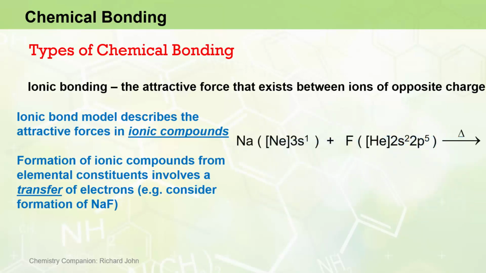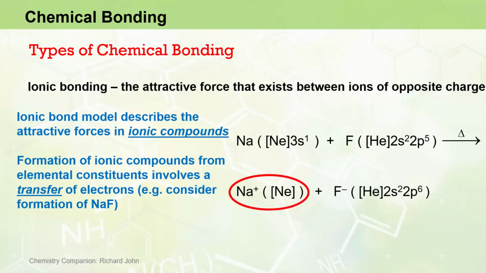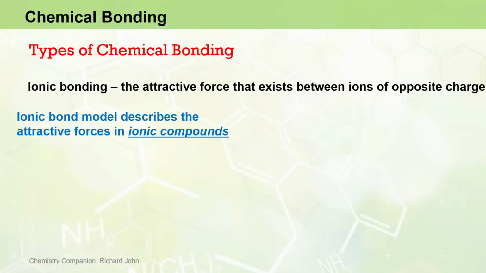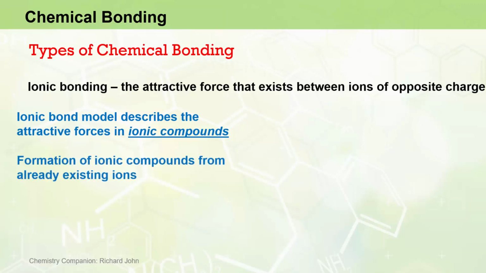We can represent this electron transfer process in a different way using a chemical equation that includes the electron configurations of each atom. For example, we can see that the 3s valence electron from sodium is transferred to the outermost shell of fluorine, resulting in a sodium ion with a stable neon core of electrons, and a fluoride ion that has a helium core plus 2s2, 2p6, which also happens to be the electron configuration of neon, which again we know is stable. It is also important to note that the formation of ionic compounds can also occur from already existing ions where the electron transfer process has already taken place.